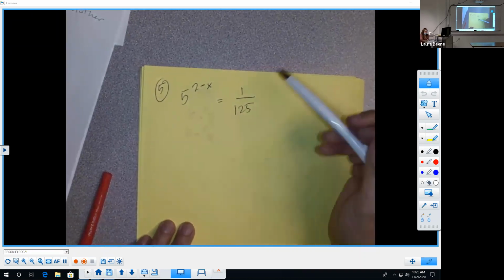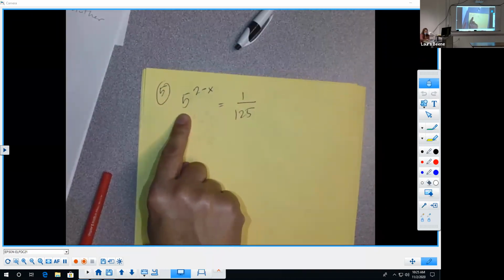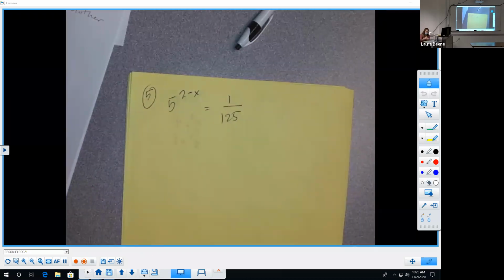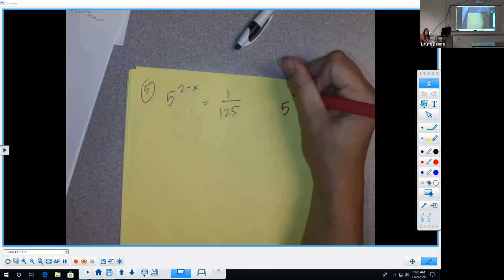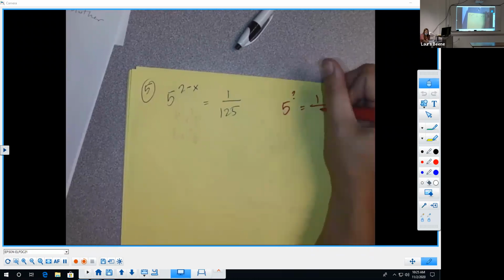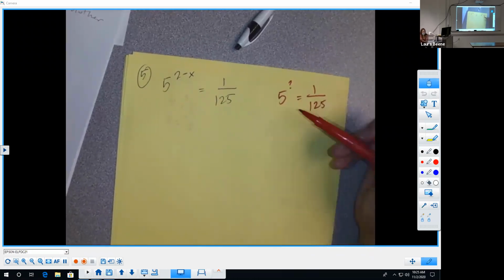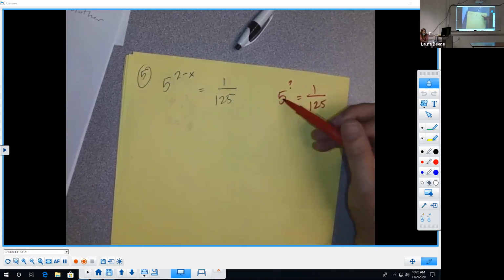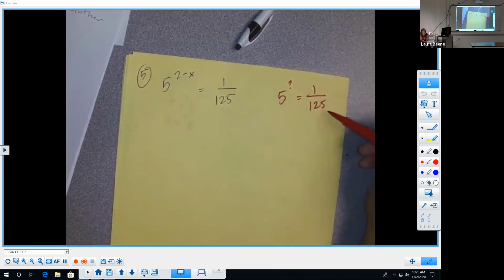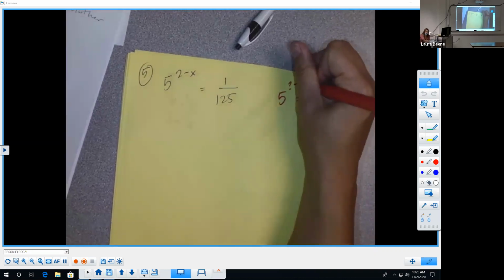So here we already have a base of 5. So I need to figure out 5 to what power equals 1 over 125. How do I get a whole number into a fraction? What kind of exponent do I have to raise it to? A negative exponent. And how do I get 5 to turn into 125? It's to the third power. So this would be 5 to the negative third power.